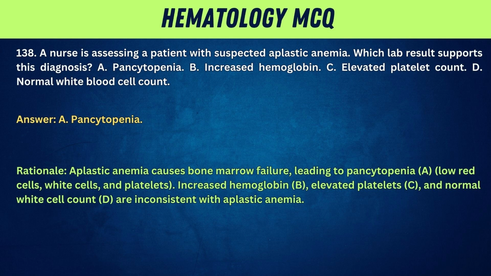138. A nurse is assessing a patient with suspected aplastic anemia. Which lab result supports this diagnosis? A. Pancytopenia. B. Increased hemoglobin. C. Elevated platelet count. D. Normal white blood cell count. Answer: A. Pancytopenia. Rationale: aplastic anemia causes bone marrow failure, leading to pancytopenia, A. Low red cells, white cells, and platelets. Increased hemoglobin, B, elevated platelets, C, and normal white cell count, D, are inconsistent with aplastic anemia.